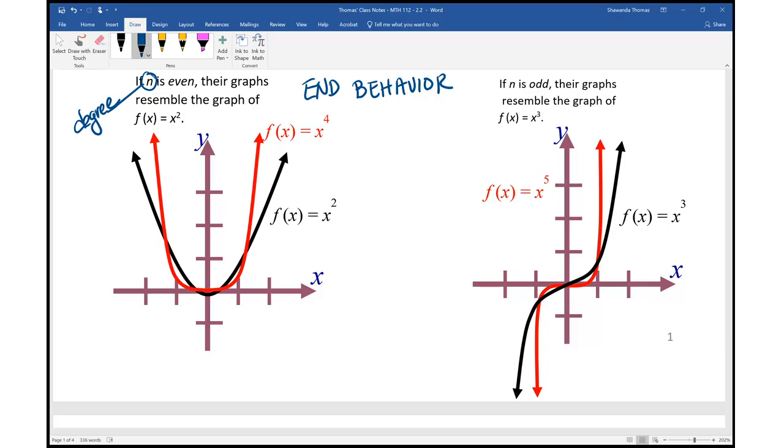Now, if n is odd, again, n is referring to the degree. Odd numbers, for example, are to the third power, to the fifth power, to the seventh power. Then those graphs will resemble the graph of x cubed, meaning the end behavior will resemble the graph of x cubed. So, for example, on the right-hand side of x cubed, your right hand is going up or rising, whereas on the left-hand side, it's falling or going down. So any odd degree polynomials will act in this way.